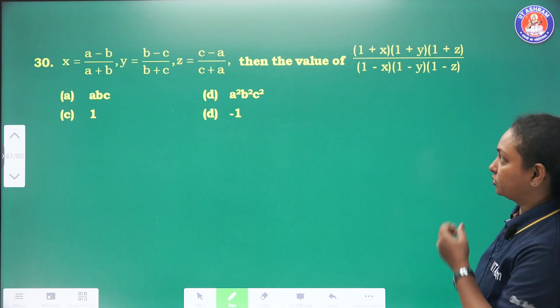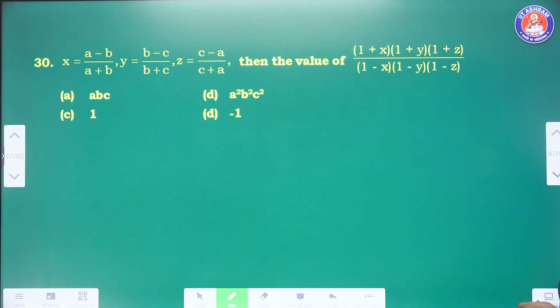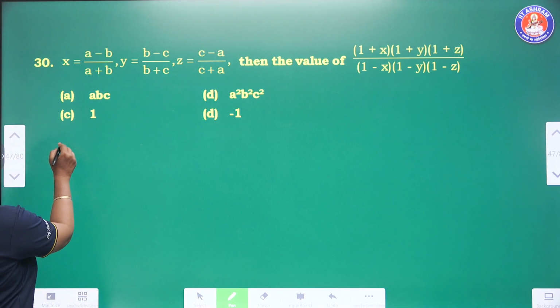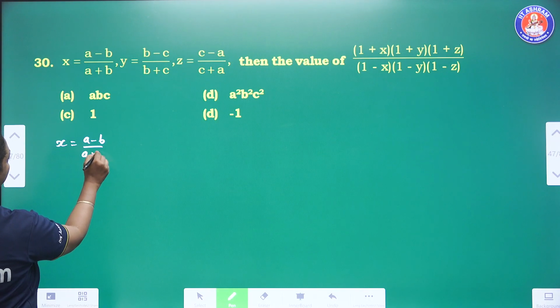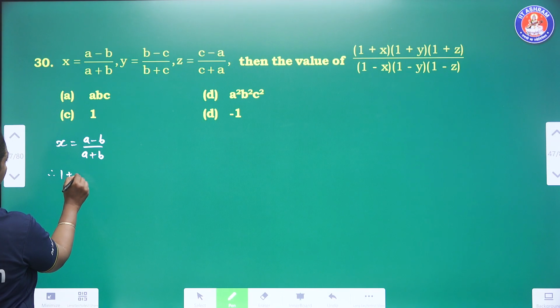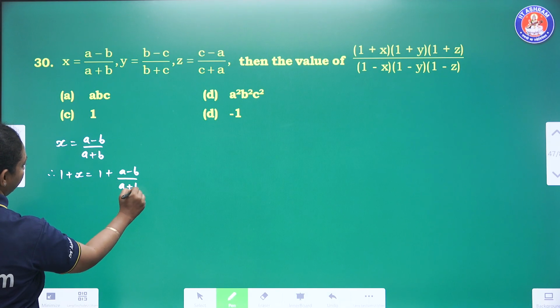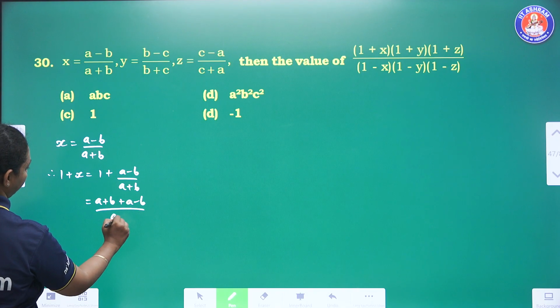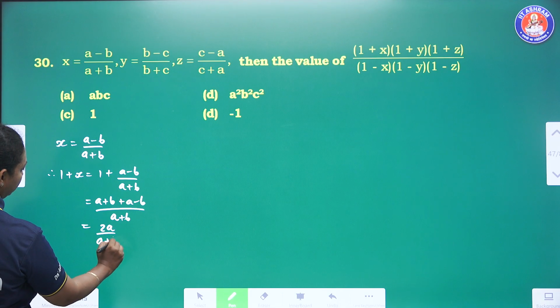If x, y and z, 3 values are given and we have to find 1 plus x into 1 plus y into 1 plus z over this. How do we find that? So it's so simple. If x is equal to a minus b upon a plus b, therefore 1 plus x is equal to 1 plus a minus b upon a plus b. If we take the LCM, it is a plus b plus a minus b upon a plus b. So if we further simplify, it is 2a upon a plus b.